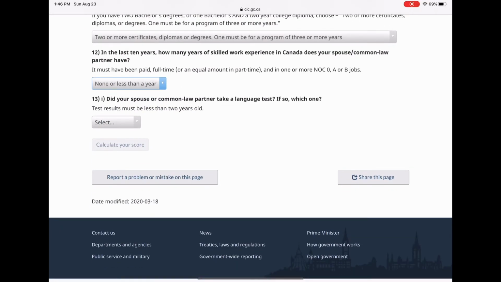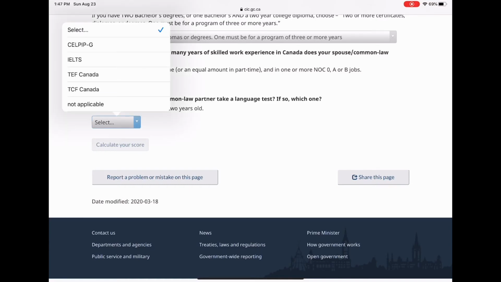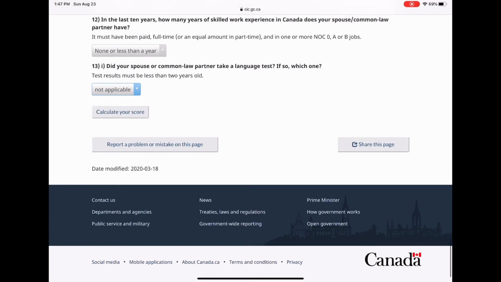Now, if your spouse has done a language test, brilliant. If they have the required score too, brilliant. That's again going to get you more points. Now, my husband didn't have to do that, so not applicable.